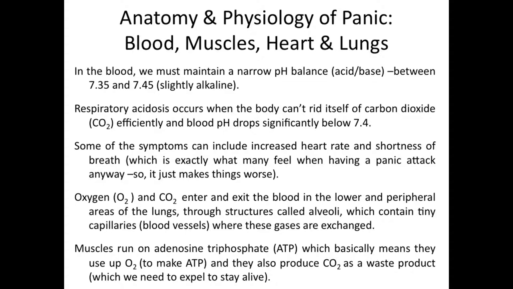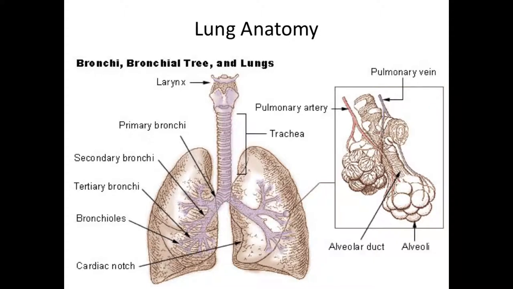Oxygen and carbon dioxide. Y'all know carbon dioxide's a poison, you get too much of it, you die, right? That's why there's a narrow balance. Your cells manufacture it, and it has to exit the bloodstream in the lower and peripheral areas of the lung through structures called alveoli. Little structures that look like bubble wrap, and they have little capillaries, blood vessels, where these gases are exchanged. We won't go into adenosine triphosphate, ATP, but basically this is what we're looking at: the physiology and anatomy of your lungs and the physiology of your bloodstream.